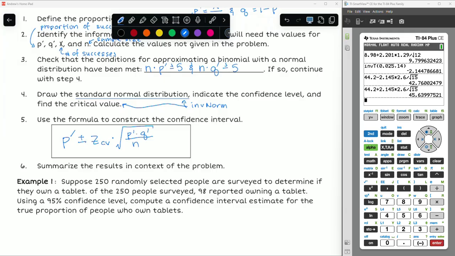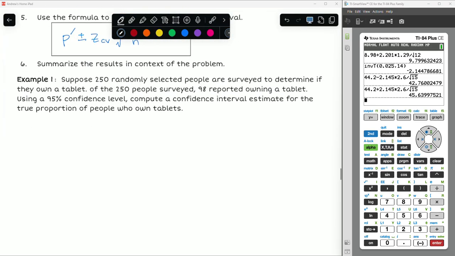Let's go ahead and run through this process in a couple examples to get some practice with it. So first example says, suppose 250 randomly selected people are surveyed to determine if they own a tablet. Of the 250 people surveyed, 98 reported owning a tablet. Using a 95% confidence level, compute a confidence interval estimate for the true proportion of people who own tablets.